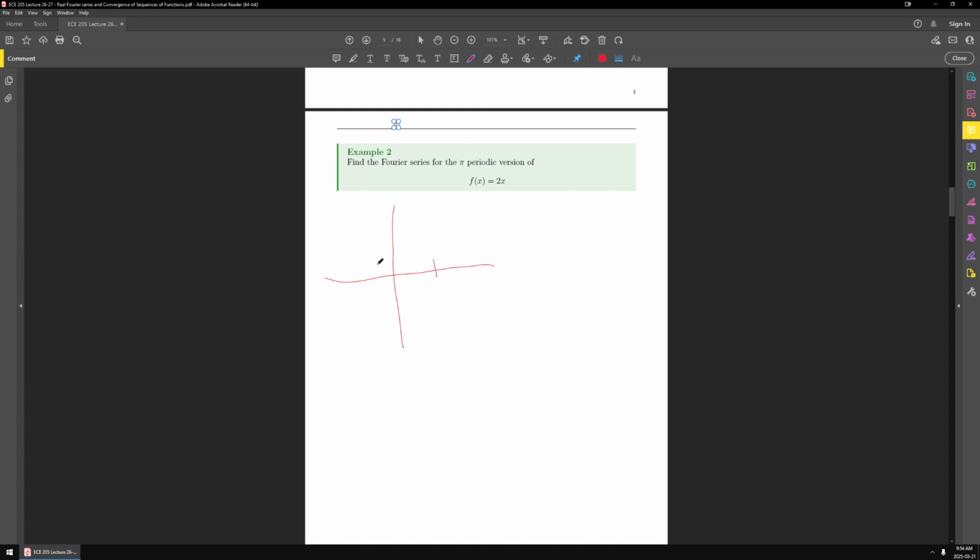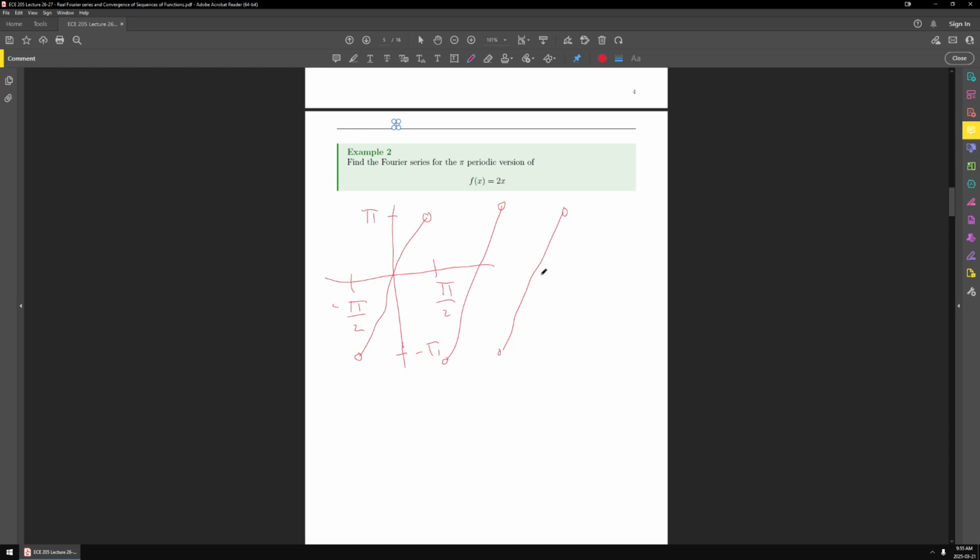So here, I want a pi periodic version of this. So I want an interval of length pi centered at 0, pi over 2, and negative pi over 2. Give me that. Here, I get my 2x, so I'm going to put a big circle here. 2x does this kind of thing, straight line through 0. If I plug in pi over 2, I get pi, so this is up at pi. This is down at minus pi. Right? And this repeats, right? I get circle, circle, circle, circle, and so on.